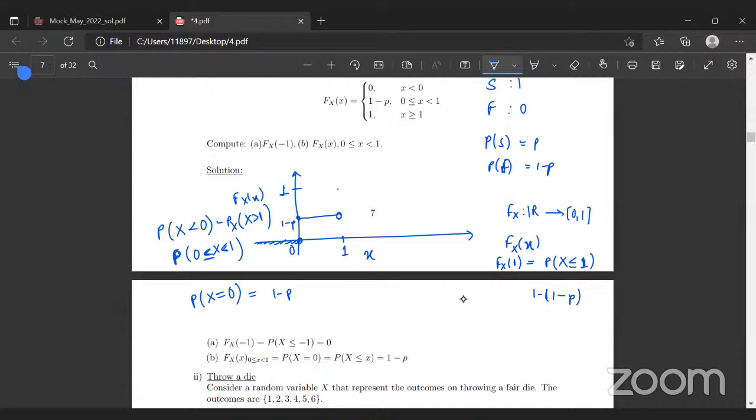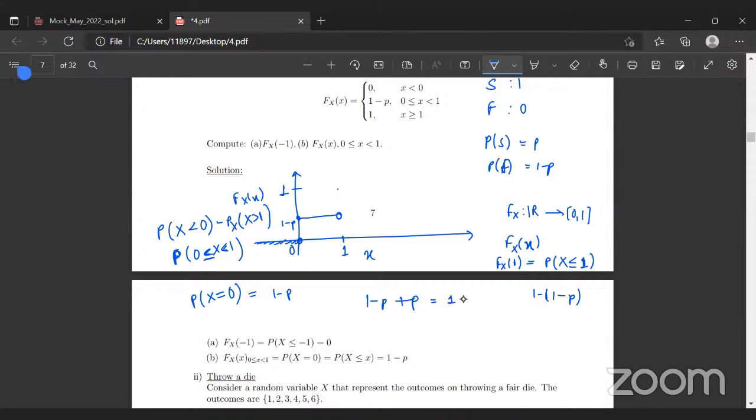So this should come out to be 1, right? It is the probability of 0 plus the probability of 1. We are adding here. If you're finding the CDF, then you will have to add the previous probabilities. So you will have to do 1 minus p plus p, and that will come out to be 1.